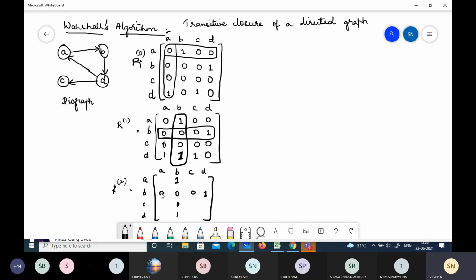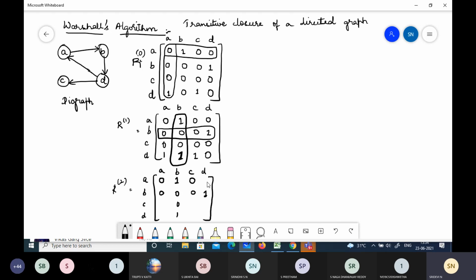Like this. 0, 1 is 0. 0 into 1 is 0. And this is already 0 we have. So we'll retain this one. To generate this, we have to take it in this way. So 1, 0. Again 0. Here, see here. 1, 1 and 0.